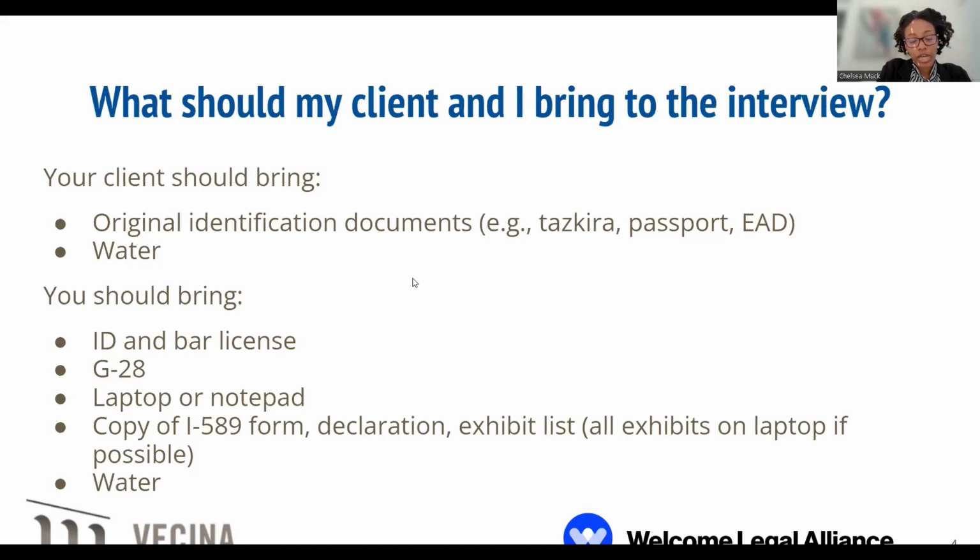You as the attorney should definitely plan to bring a photo ID as well as your bar license card. The asylum officers like to ask for that. Also a G-28. If you did not already provide a G-28 with the initial filing, say if you're covering for someone or you are stepping into the interview after it was already filed, maybe pro se, definitely bring a copy of the G-28, but I would bring a copy just to be safe.